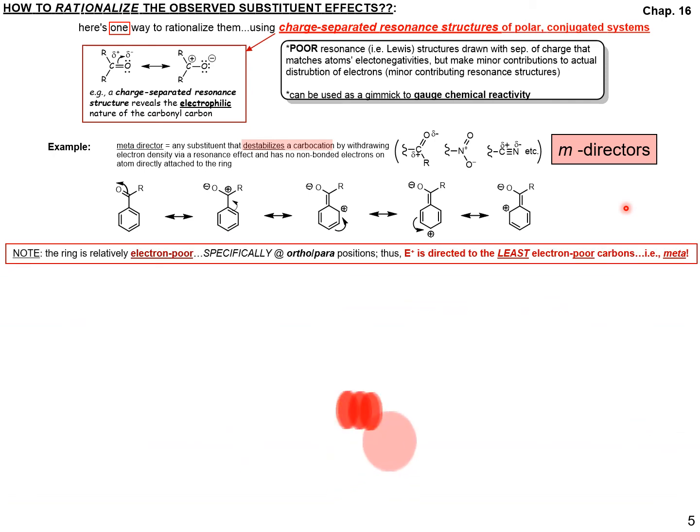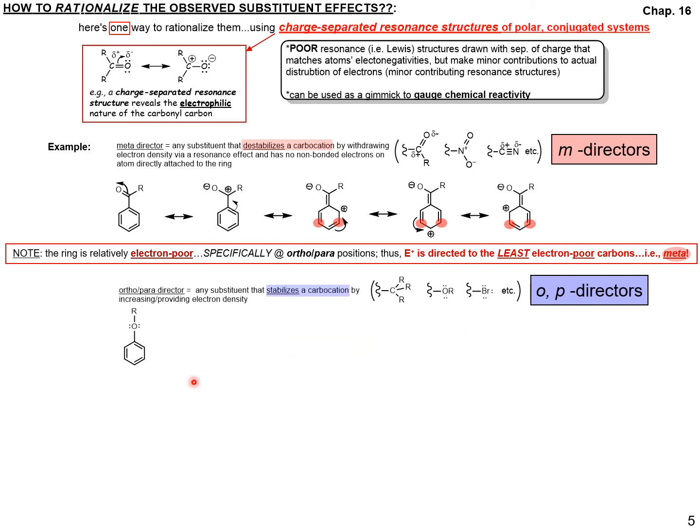Well, it should be attracted primarily to the meta positions, because even though the entire ring is electron poor, by drawing these charge-separated resonance structures, we've revealed that they're most poor at the ortho and para positions. So something that wants electrons is not going to go to those positions which have low electron density. It's going to go to the position which has a higher electron density, and that would be the meta positions.